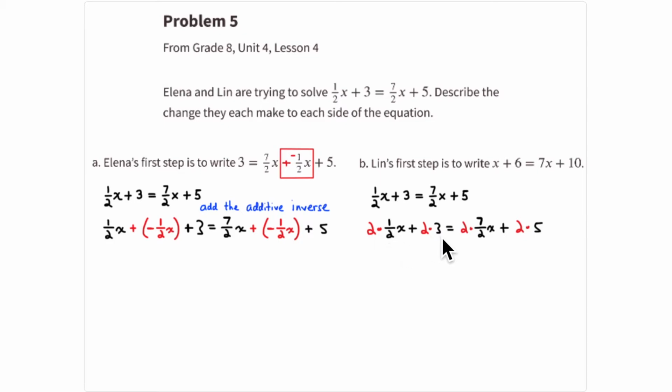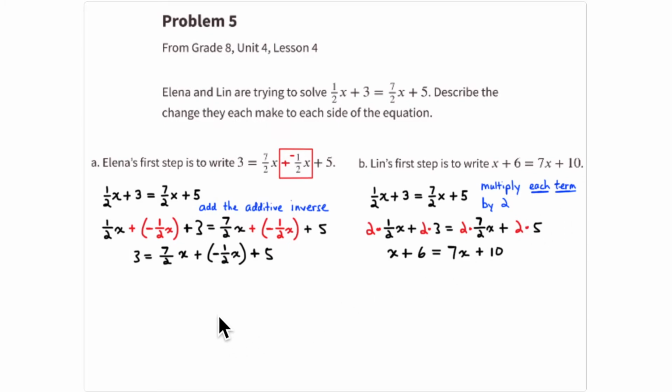2 times 3 is 6. That's this 6. 2 times 7 halves is 7. These 2's cancel, you're left with this 7, so that's 7x right here, and 2 times 5 is 10. So he multiplied each term by 2. So now if we solve each equation separately, this is 3 equals 7 halves x plus a negative 1 half x plus 5, so that's this up here.